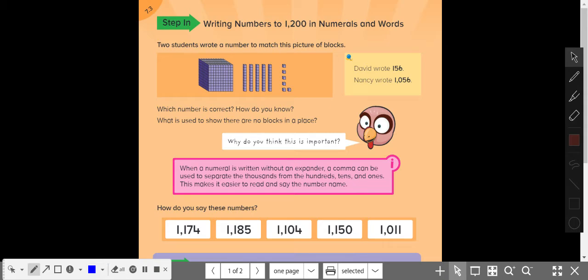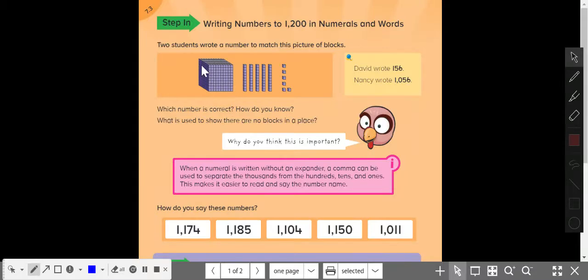Two students wrote a number to match this picture of blocks. David wrote 156. Nancy wrote 1056. Which number is correct? How do you know?